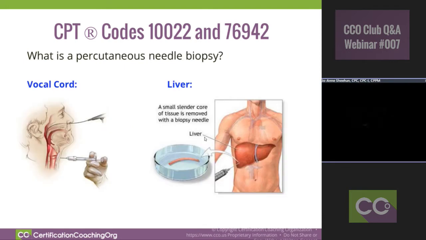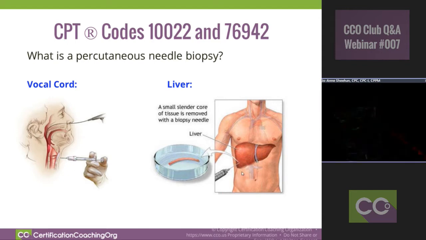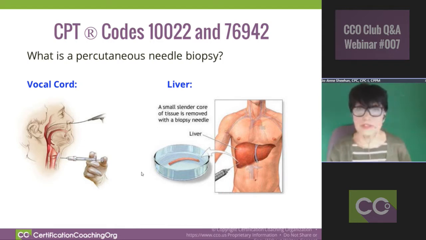So here's a couple of examples of a percutaneous needle biopsy. And here you see the needle going into the vocal cord where they would be drawing fluid out of here and have it sampled to see if it was cancerous. And then here is a liver biopsy, and it's a small slender core of tissue that's removed with a biopsy needle. So it just gives you a visual, and I'm one that loves visuals, so you'll get a lot of those.